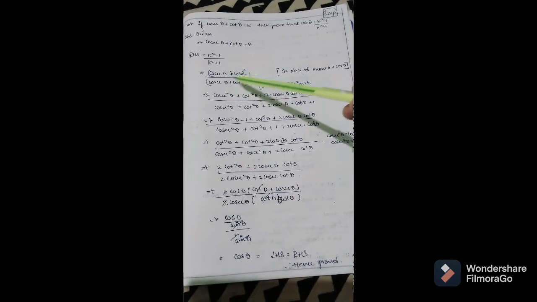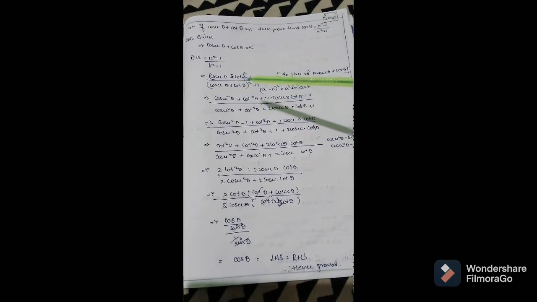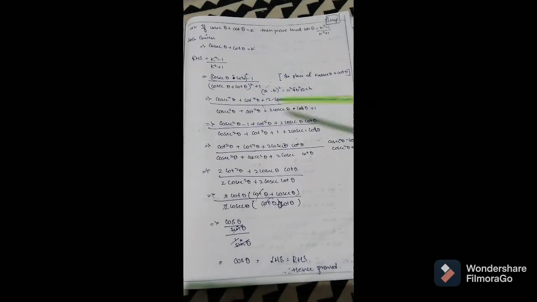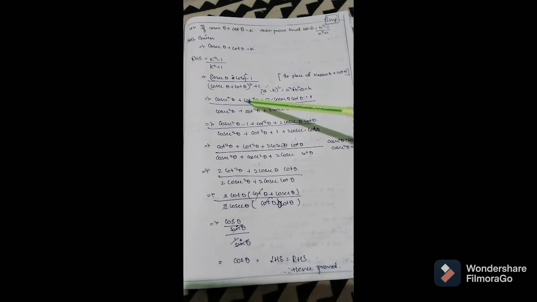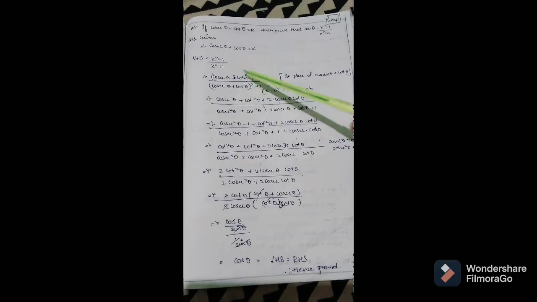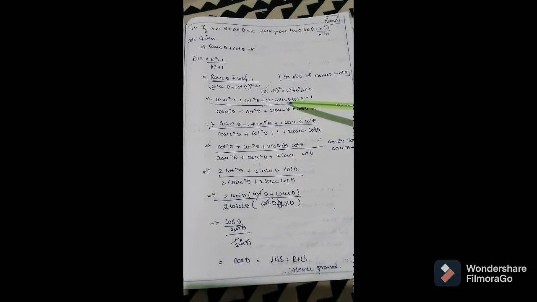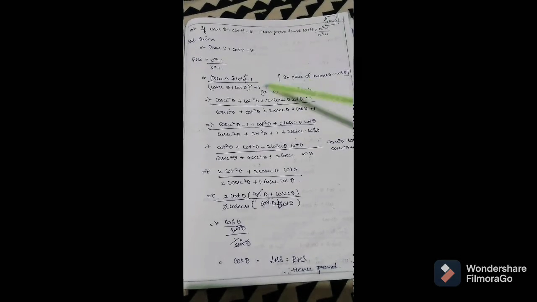We know the formula, that is a minus b whole square is equal to a square plus b square minus 2ab. So when we simplify that, we'll get cosecant square theta plus cot square theta. This is A and this is B. That is 2 into AB. So 2 into cosecant theta into cot theta. So we will get minus 1 as it is. So here divided by cosecant theta plus cot theta whole square.